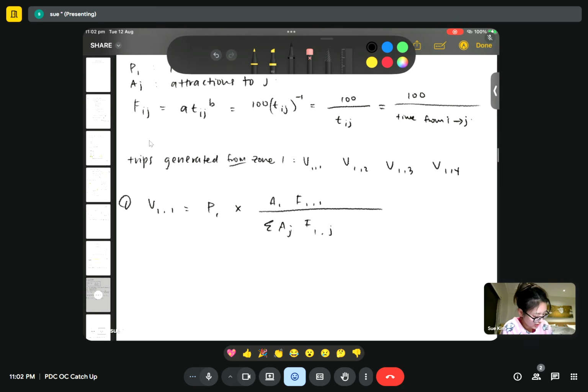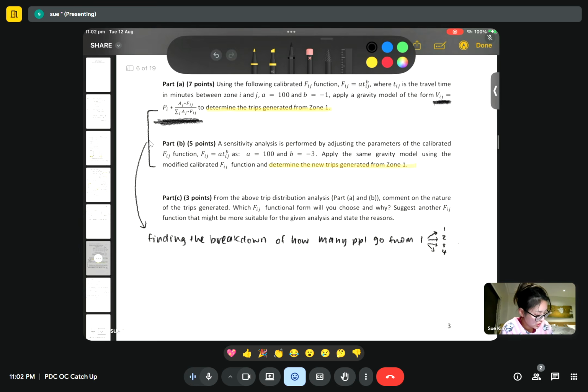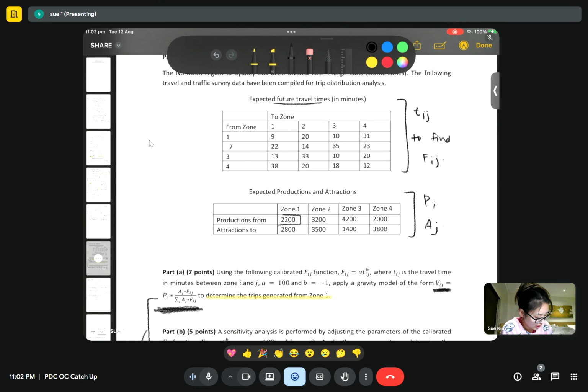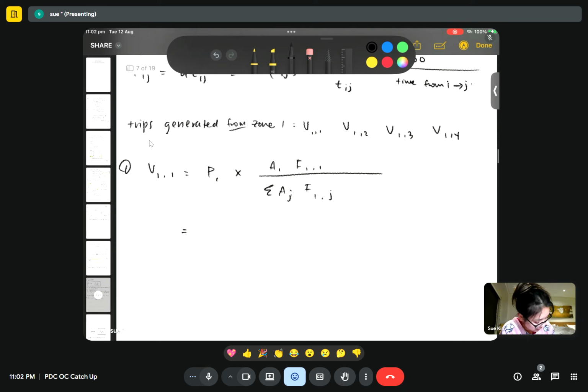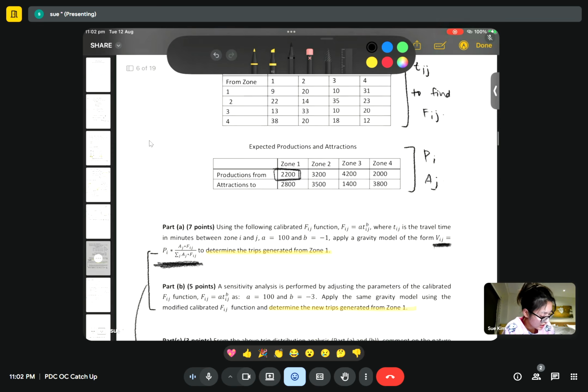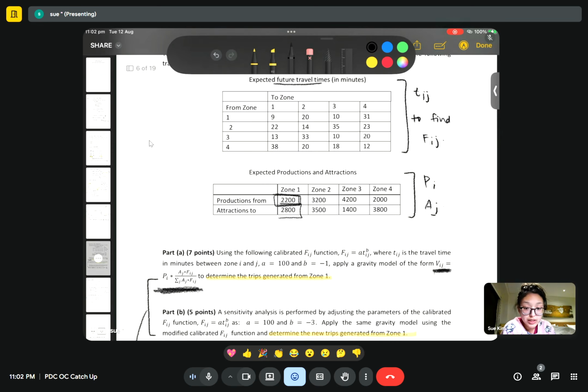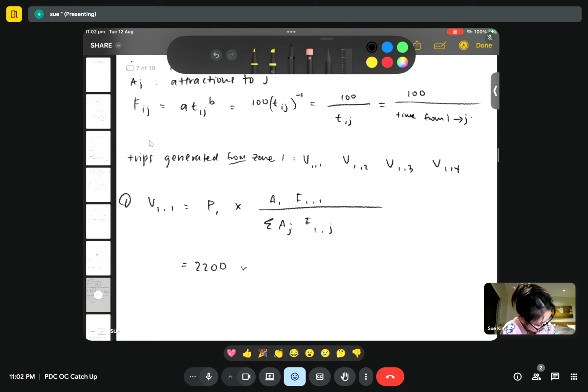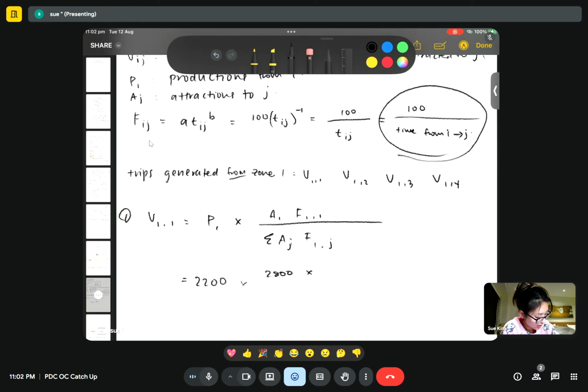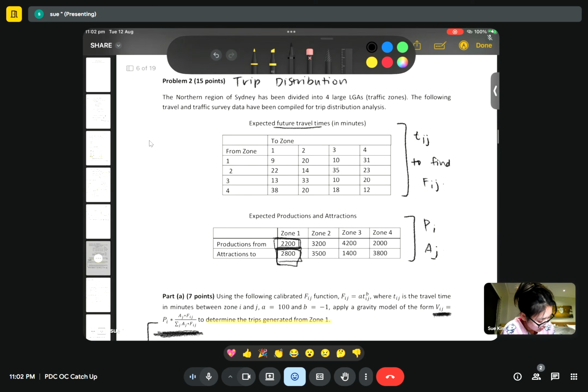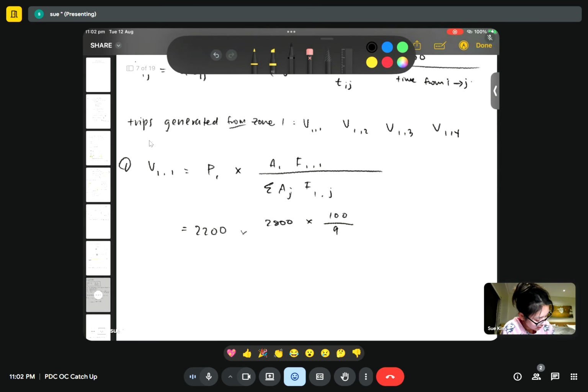P1 is the productions that come from zone 1, and that value is given to us in the table here. It says productions from zone 1 is 2,200. Then I have to find A1, which is attractions to zone 1, given by 2,800. And lastly, F11, which is equal to 100 over the time taken from zone 1 to zone 1. From zone 1 to zone 1, that's going to take 9 minutes, so I'm going to sub in 9 here.